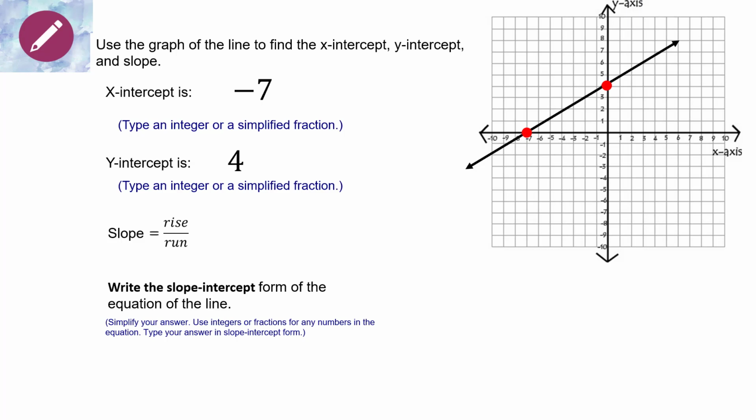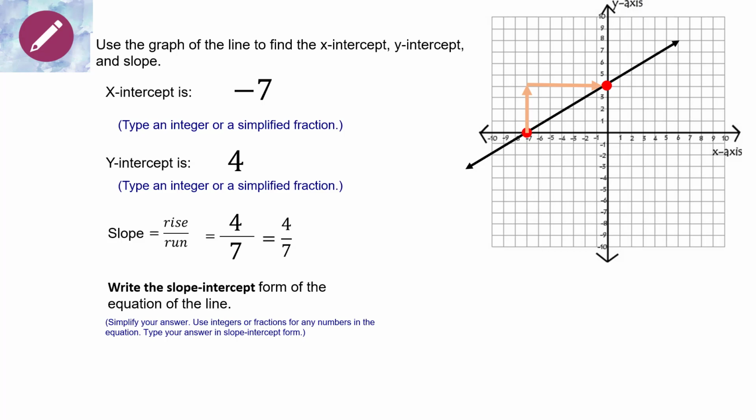Next, we need to find the slope. Remember, the slope is rise over run. Let's go from the x-intercept to the y-intercept. So we're going to start at -7. I have to go up 4 and then to the right 7. That means that the slope of this line is 4/7.